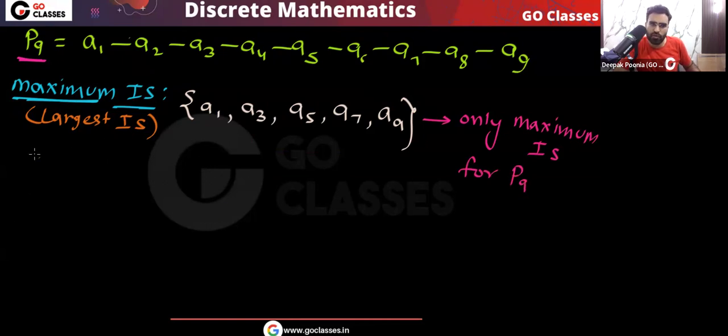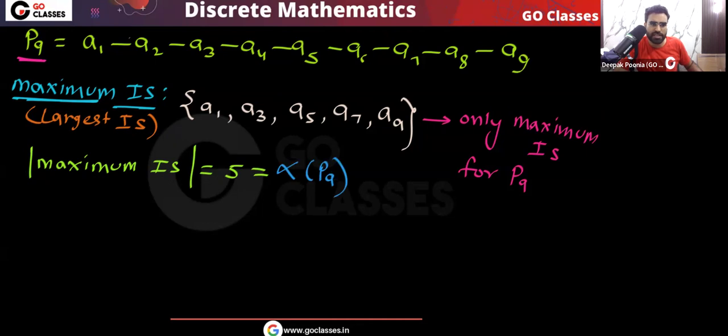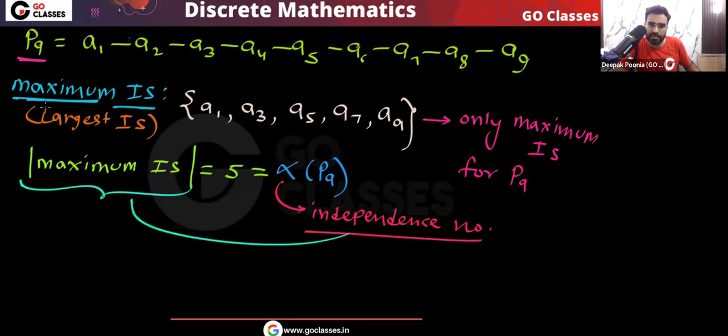Okay, what is the size of the maximum independent set for this graph P9? The size of the maximum independent set is 5. And remember, the size of the maximum independent set is called the independence number, denoted by alpha. So alpha of P9 is 5. What is this alpha? This is the independence number. And what is the independence number? This is the size of the maximum independent set. Very simple. I hope you understood.